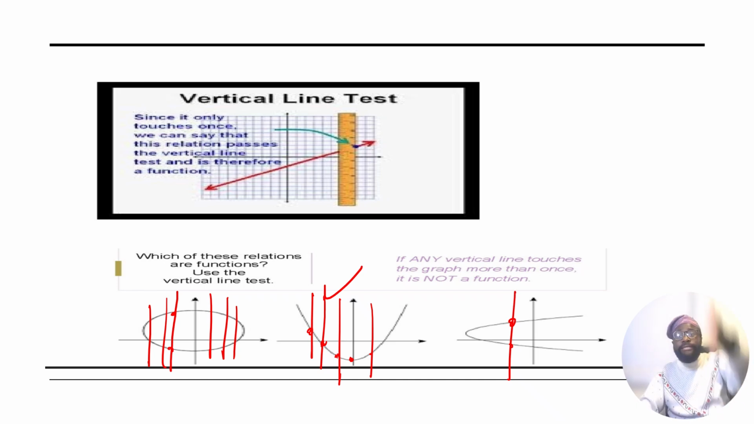Just draw your vertical line. If the line is touching the graph at just one point, it's a function. But the moment it's touching the graph at more than one point, it's not a function.